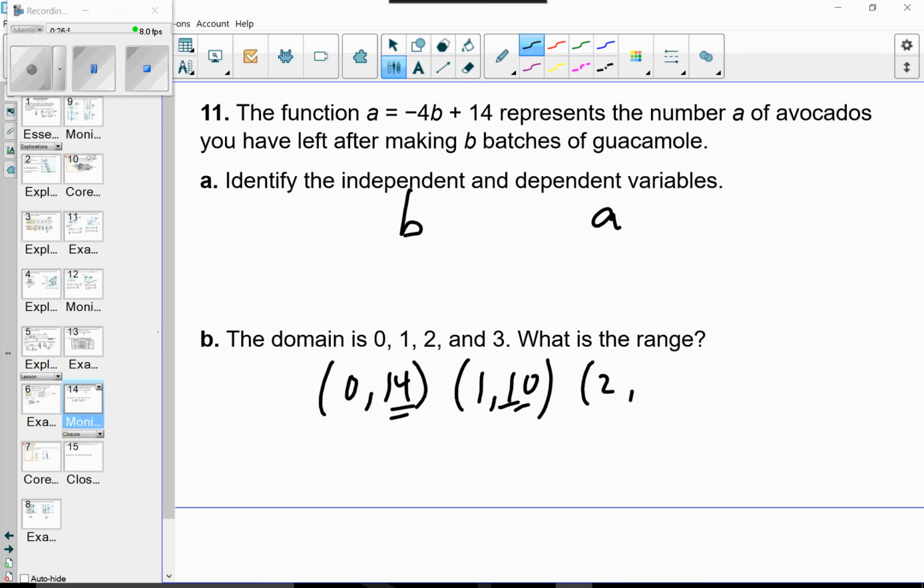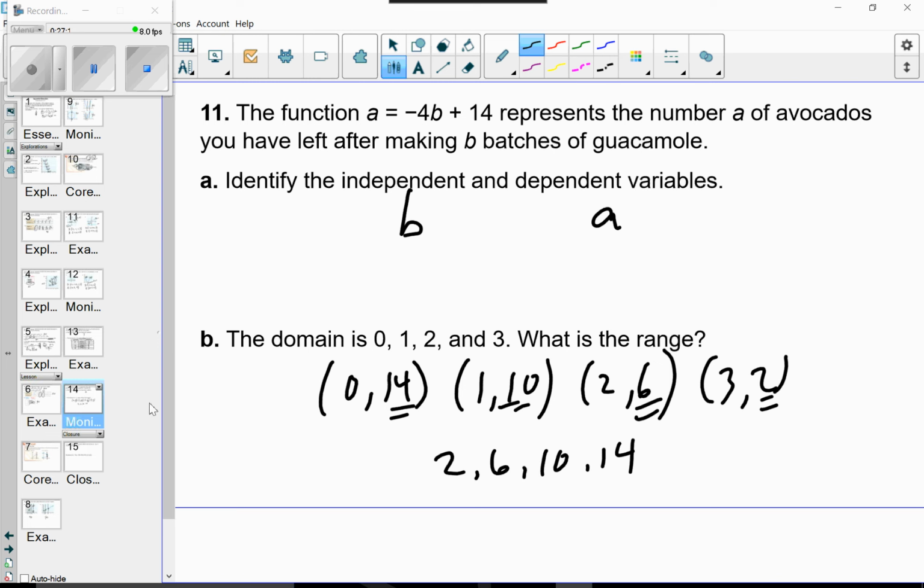If I plug in a 2, negative 4 times 2 is negative 8. Negative 8 plus 14 is 6. So 6 is my range. And then finally, if I plug in a 3, negative 4 times 3 is negative 12. Negative 12 plus 14 is 2. So 2 is my range. So what again is my range? My range is 2, 6, 10, and 14.